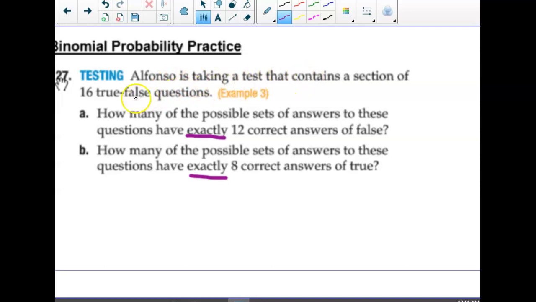It's taking a test that contains 16 true-false questions. How many of the possible sets of answers to these questions have exactly 12 correct answers true or false. You know what? I didn't realize that's what the question asked. We're going to get the probability. Okay. We're going to go with probability that he gets 12 correct. Man, I didn't read that close. Probability he gets 12 correct that are false. It doesn't matter. 12, okay, exactly 12. So we're going to go 2.